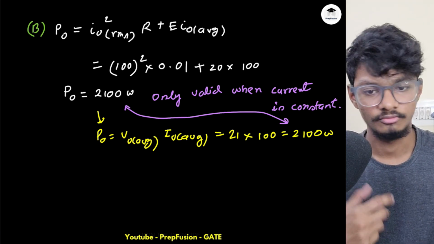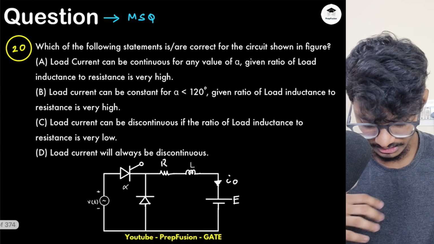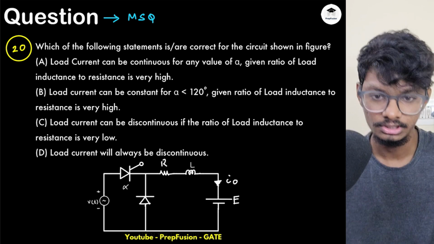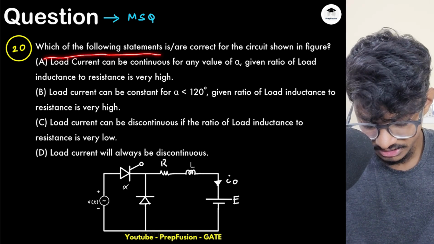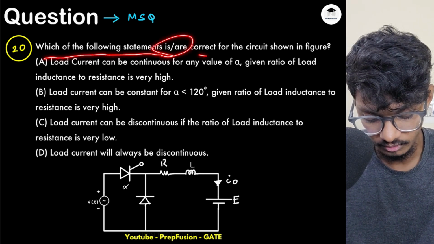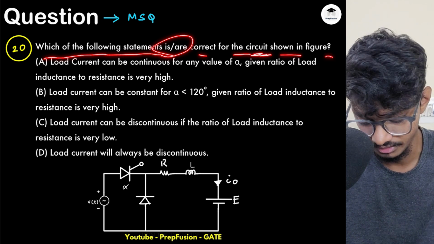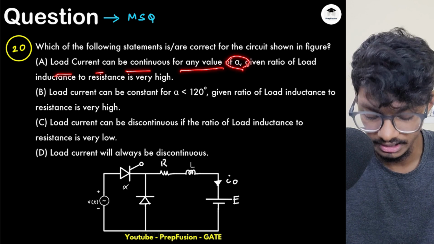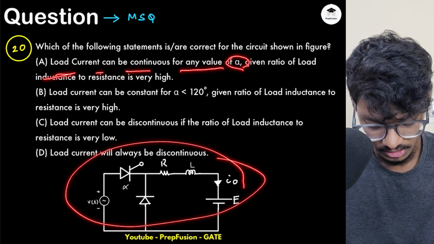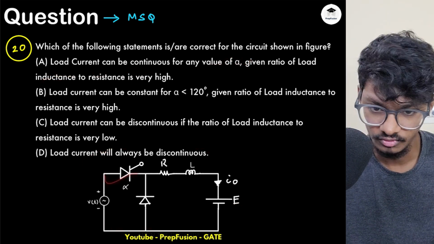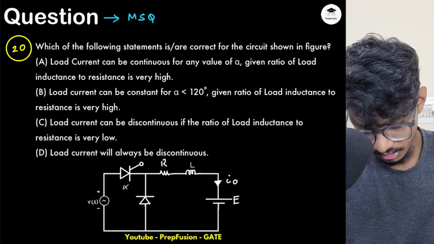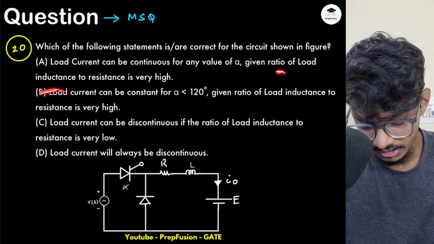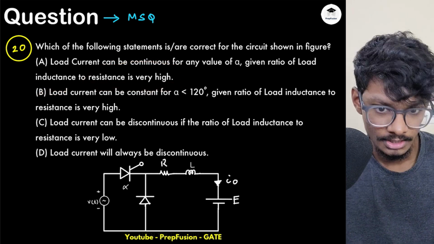Okay, so we checked this. Now let's go to the next question. This is just a theoretical question. Which of the following statements is correct for the circuit shown in the figure? Load current can be continuous for any value of alpha. Here, it is true, given the ratio of load inductance to resistance is very high.